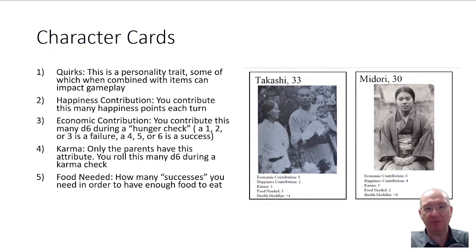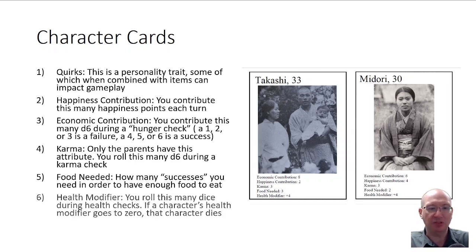Because you have like a 50% chance of success, on average Takeshi will get 4 and Midori will get 3. So they'll each produce 1 or 2 extra food for their kids, and their kids also make an economic contribution as well. Health modifier: you roll this many dice during health checks. If a character's health modifier goes to 0, that character dies.